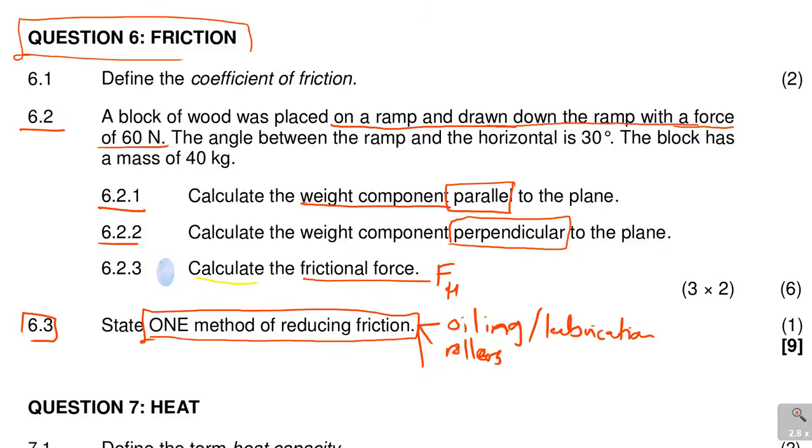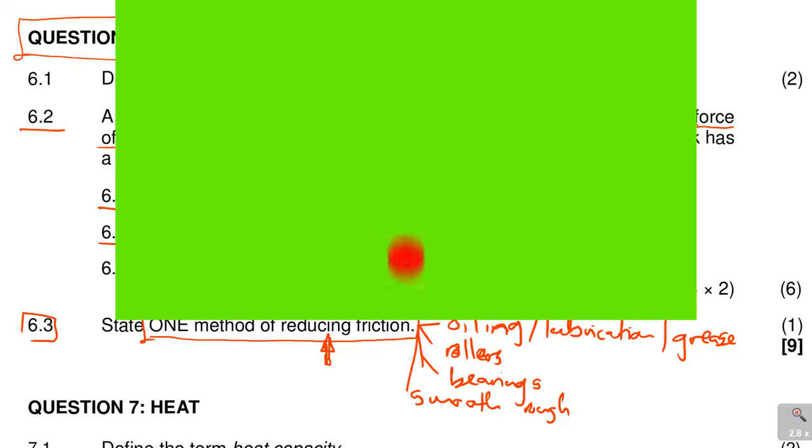You can use oiling. Sometimes they use greasing, and you can use bearings. Anything that can reduce friction. This question is just an open question, because what they are looking for is anything here that can reduce friction. So you can even use a smooth surface. Remember, a rough surface has got friction. You can smoothen the surface, and it can also reduce friction. So it's an open question that they can give you marks for.